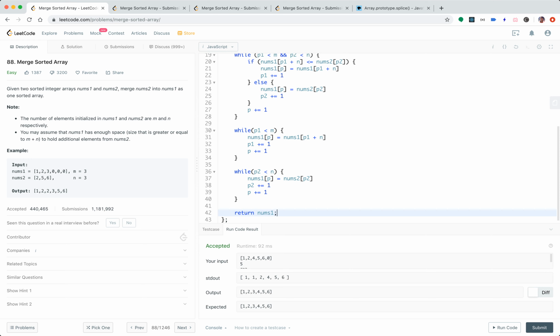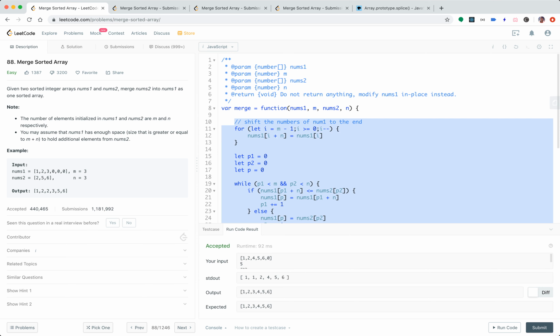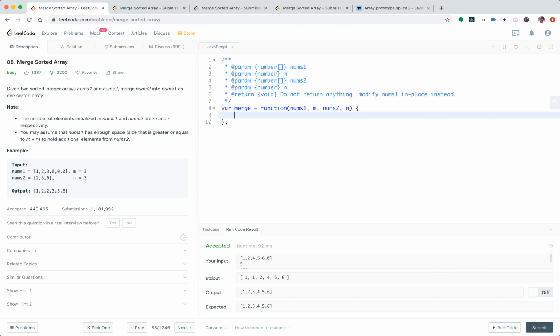Okay, let's try again. So we don't need to shift. The pointers here should be: let p1 equals m minus 1, let p2 equals n minus 1. Wow, p1. So when should we end?